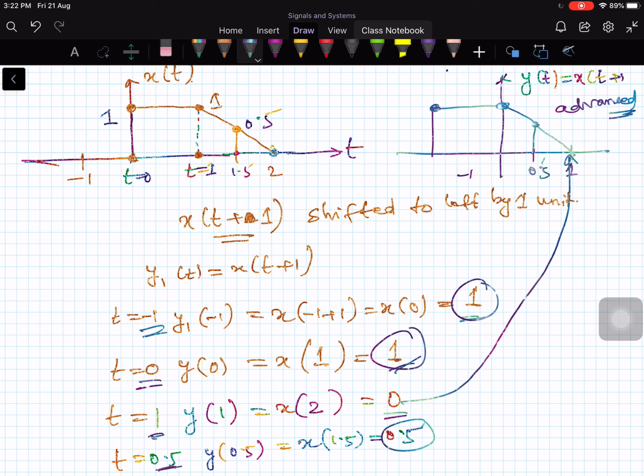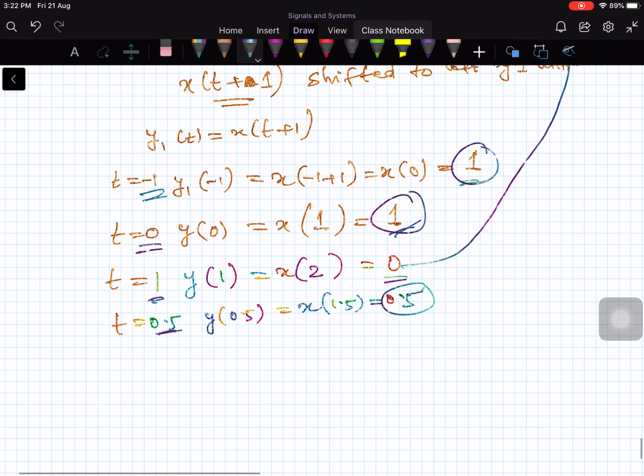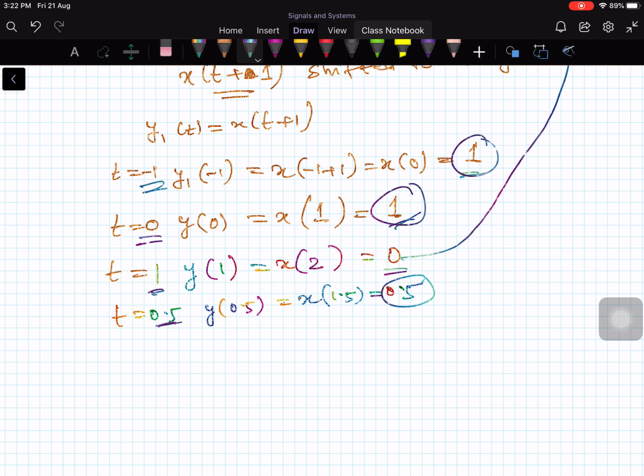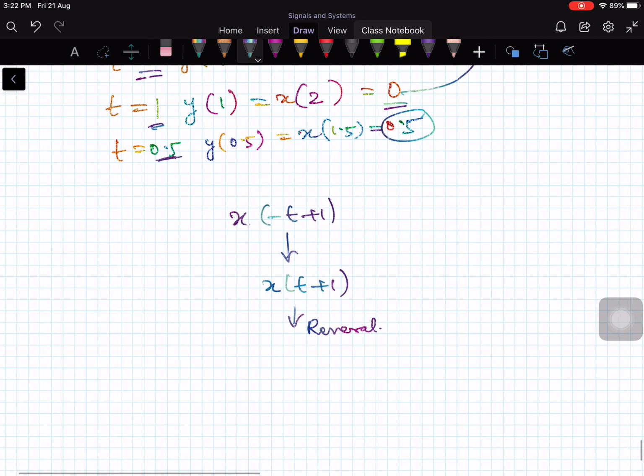Okay, so this is x of t plus 1. Now similarly you can find out x of minus t plus 1. This is obtained by first shifting the signal x of t plus 1, then doing the reversal operation. That reversal operation gives x of minus t plus 1.